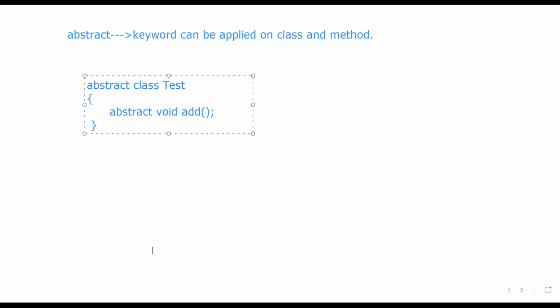We can make a subclass abstract. Next point you write down. We cannot create an object of an abstract class. Very important point this also. We cannot create an object of abstract class. Full stop.